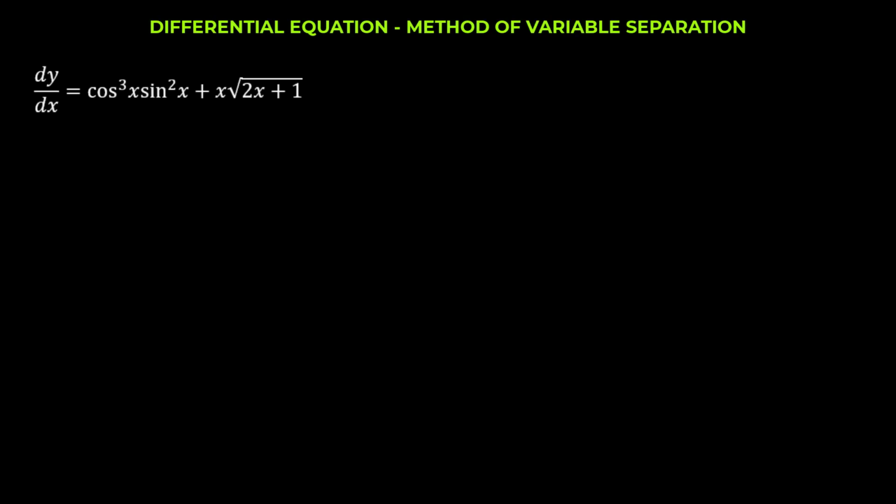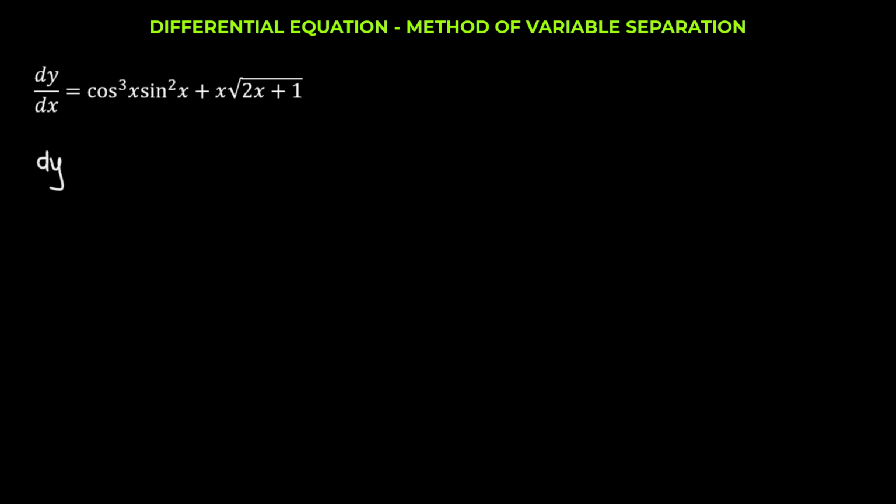Problem number 1. We have the differential equation: the derivative of y with respect to x equals cosine cubed x times sine squared x plus x times the square root of 2x plus 1.